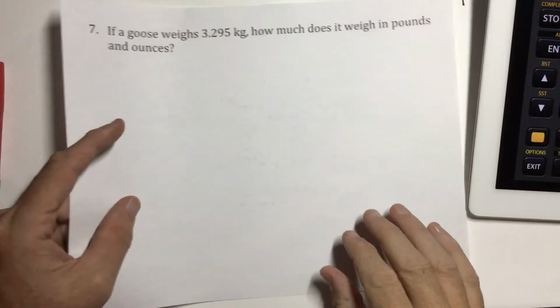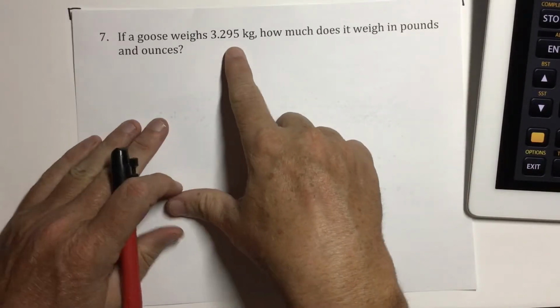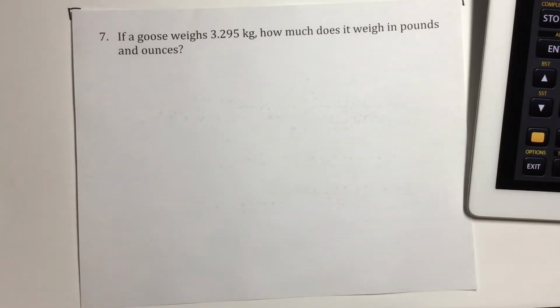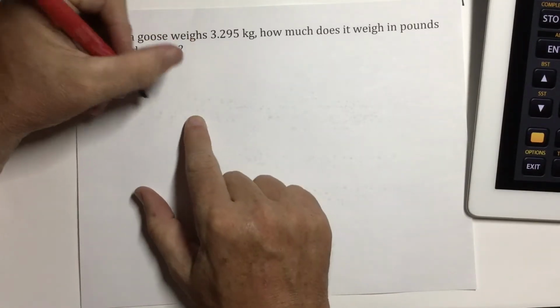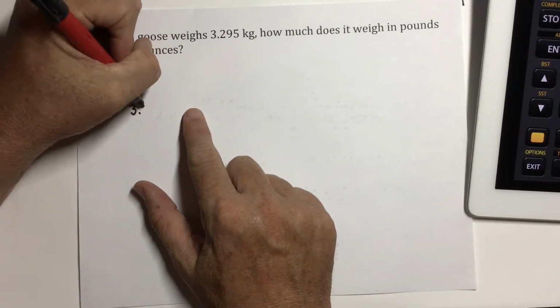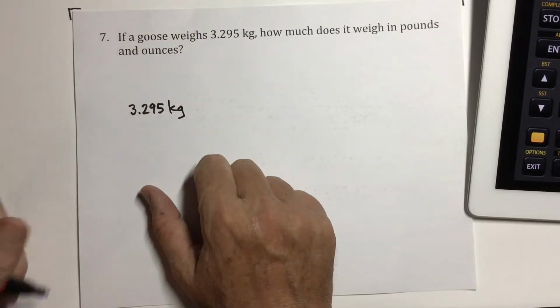Speaking of animals we probably could beat in a foot race, goose. If a goose weighs 3.295 kilograms, how much does it weigh in pounds and ounces? Excellent. All right, so let's start again with what we've got here. 3.295 kilograms.